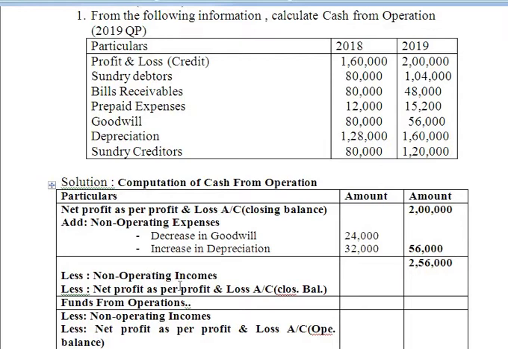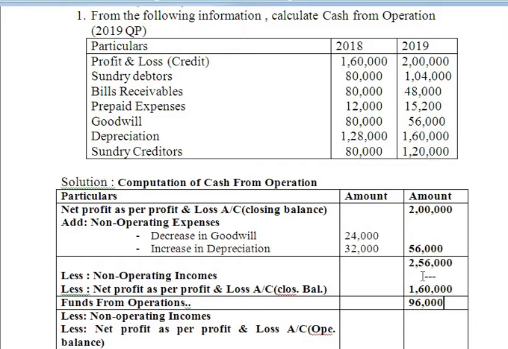Next what? Non-operating incomes. But in this problem no non-operating incomes are given, so put a dash. Next line, opening balance of profit and loss account. And what is the opening balance of profit and loss account? 1,60,000. So 1,60,000 we have to deduct from 2,56,000. The balance is funds from operations. So the amount of funds from operations is 2,56,000 minus 1,60,000, which is 96,000. Funds from operations is 96,000.